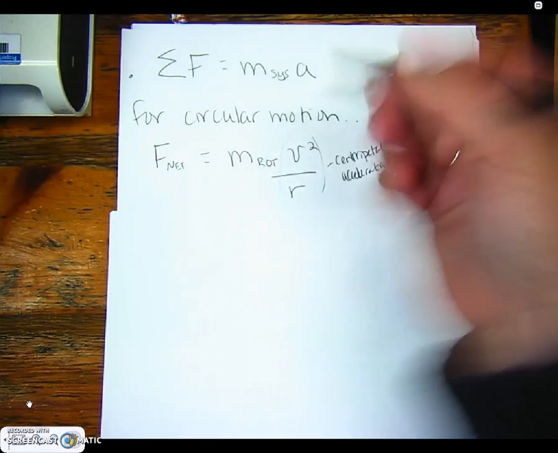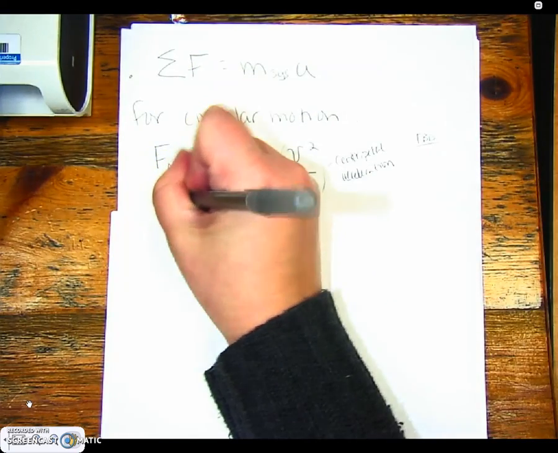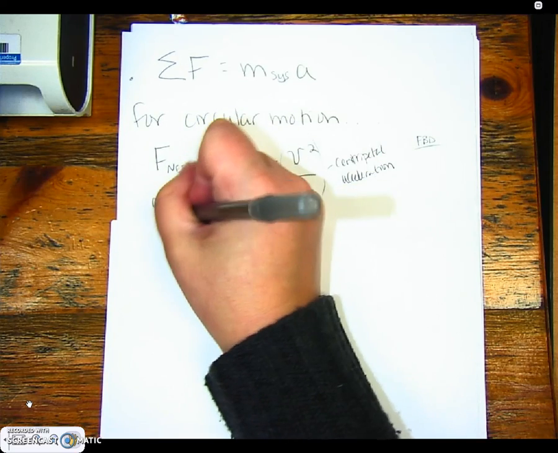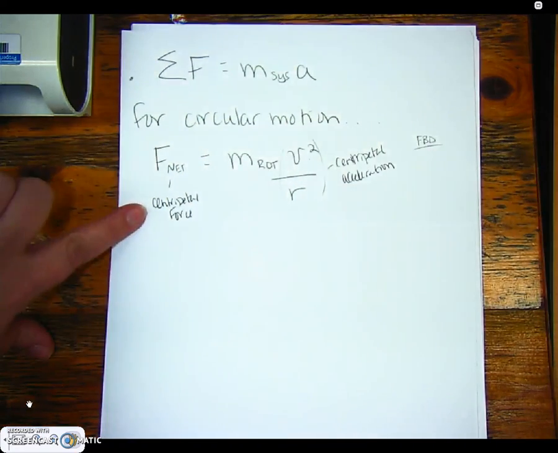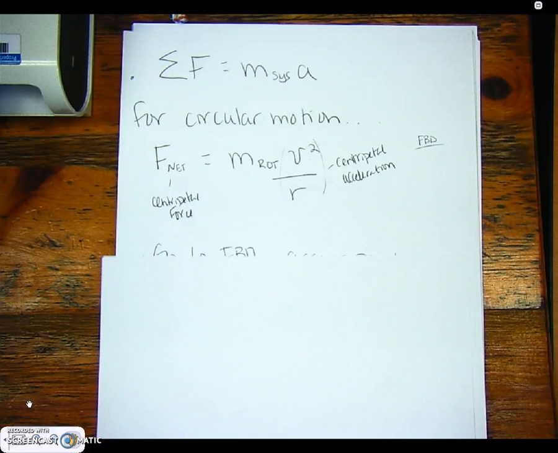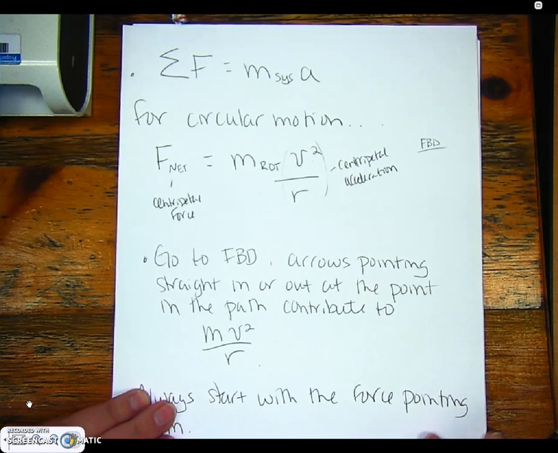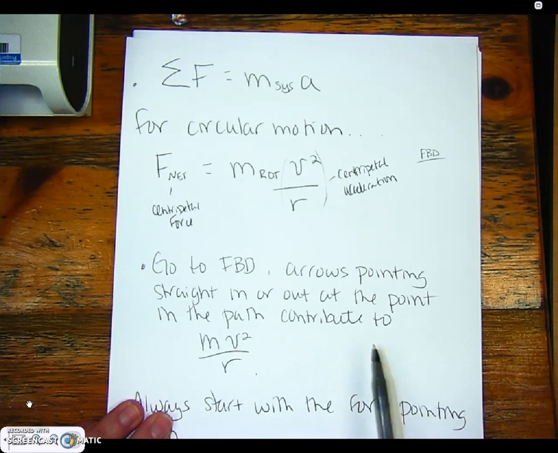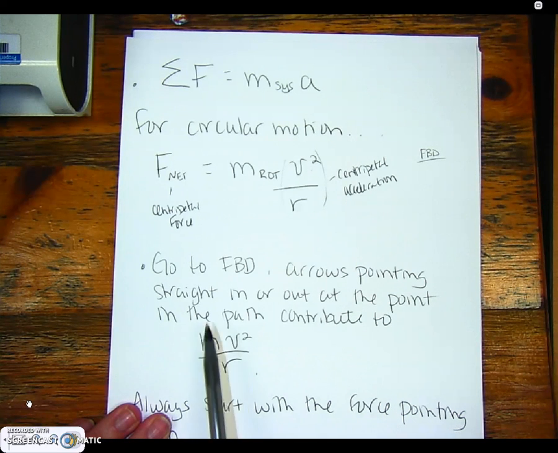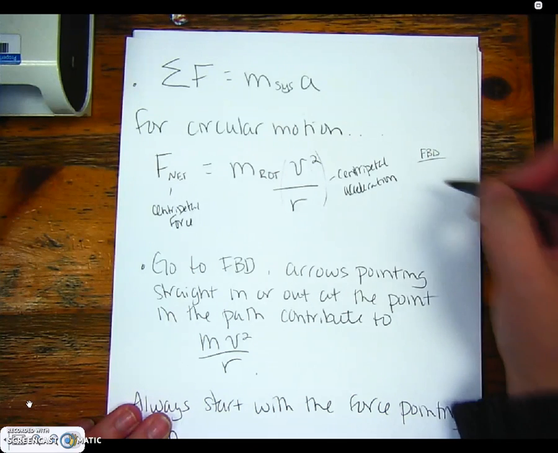This is the mass of the rotating object, and then the net force is called centripetal force when we're dealing with circular stuff. But again, we never plug centripetal force really into the equation. We're always trying to ask ourselves, based on the free body diagram, where are the arrows pointing? So we're going to look at a free body diagram, and we're going to select the arrows that are pointing straight in or straight out at the point in the path that will contribute to mv squared over r. This could be at an angle as well, but if that was the case, then you'd have to find the components.